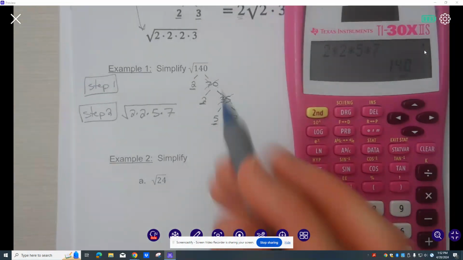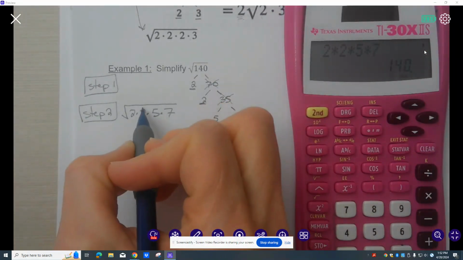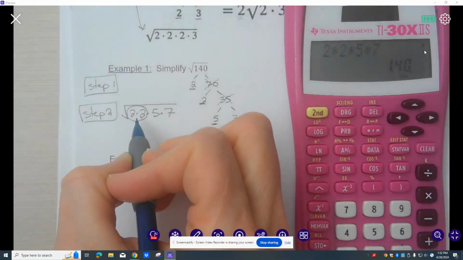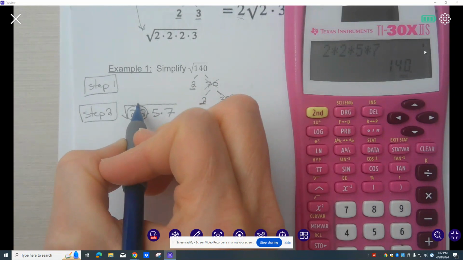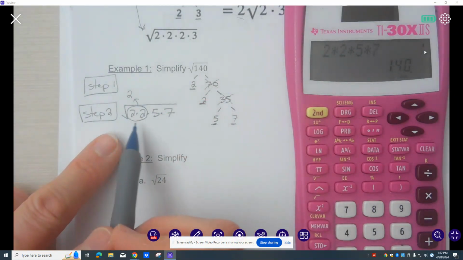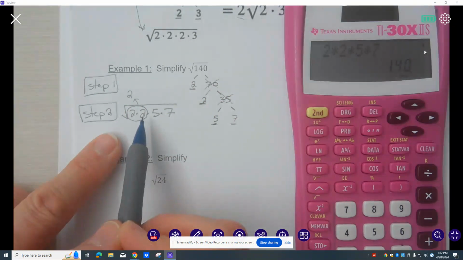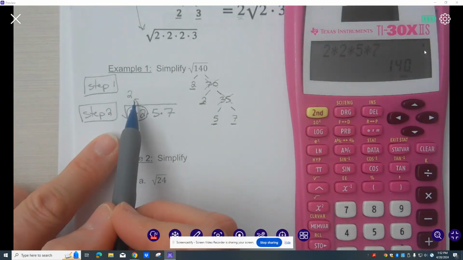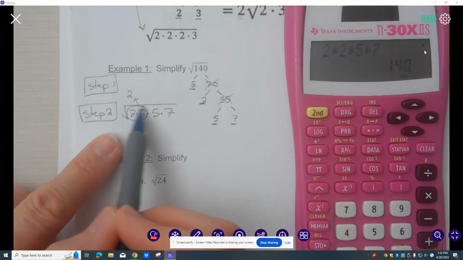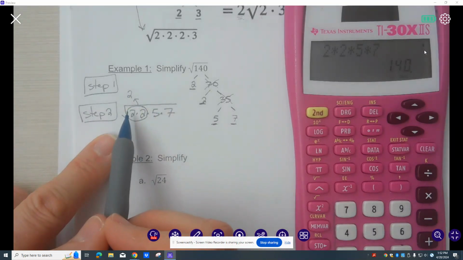Okay, now we're going to do our jailbreak. This is the jail. These 2s, there's 2 of them, so they have a partner. So they can escape, but only one makes it out alive. So I want you to use this method where you circle your doubles, put your arrow, and write the one that made it out alive outside the radical.